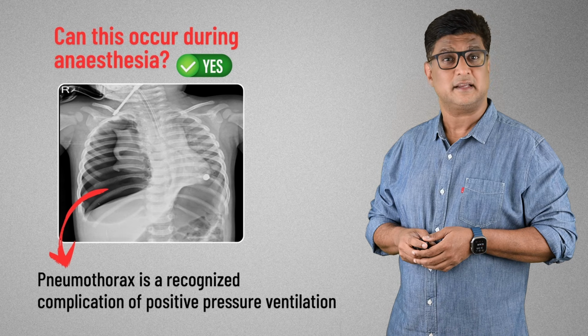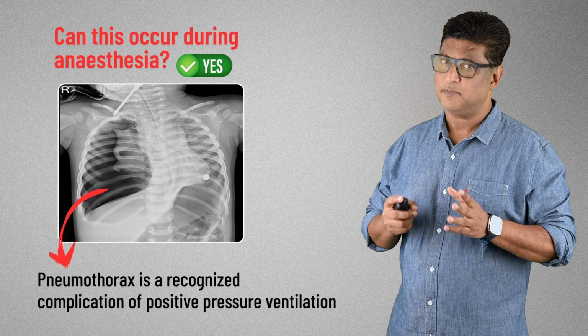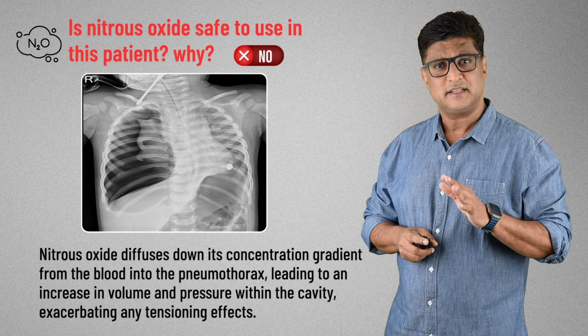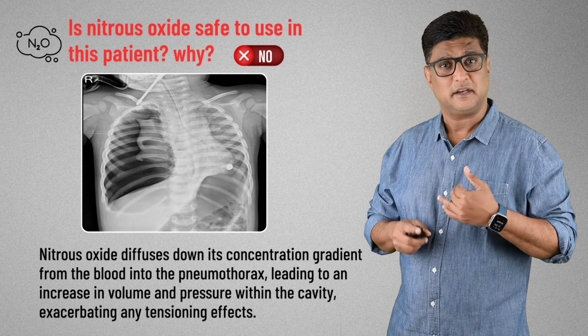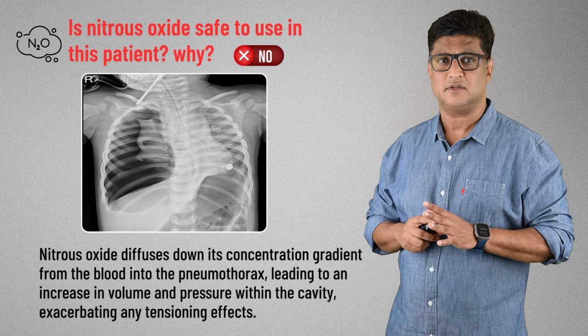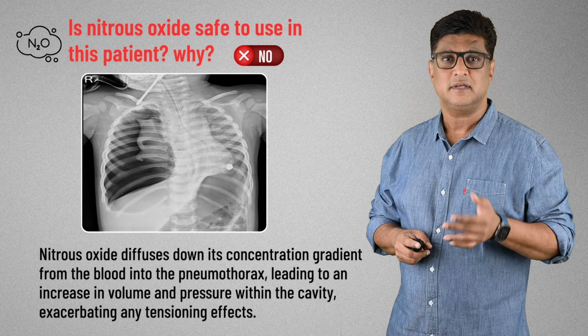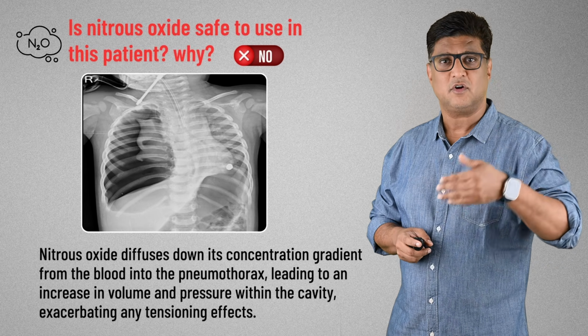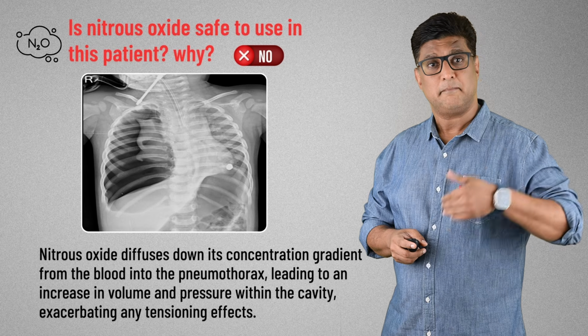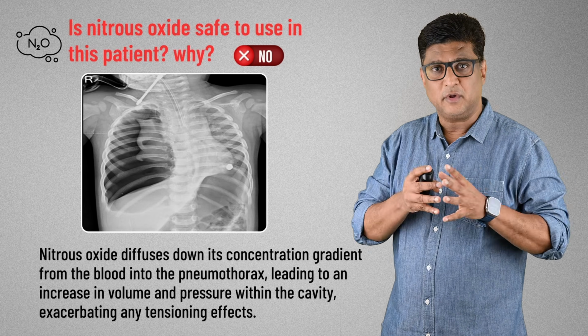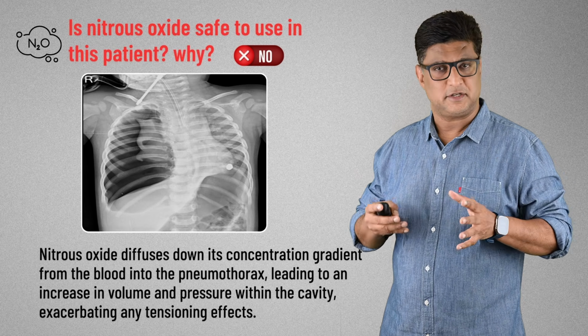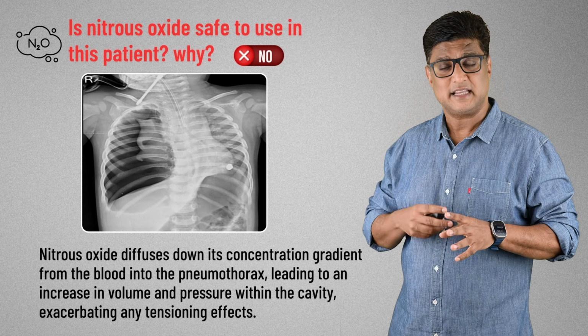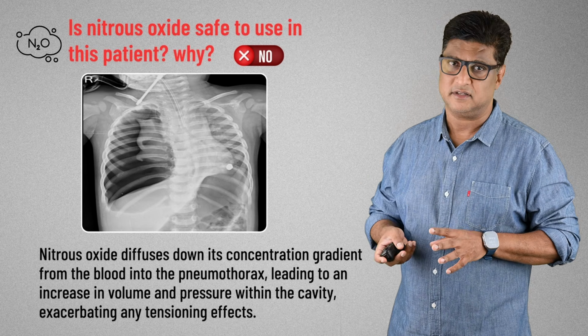Yes, pneumothorax is a recognized complication of positive pressure ventilation. Now, is nitrous oxide safe to use in this patient? Definitely no. The answer is no, it is not safe. The reason is that nitrous oxide diffuses down its concentration gradient from the blood into the pneumothorax, leading to an increase in its volume and pressure within the cavity, exacerbating any tensioning effects, right?